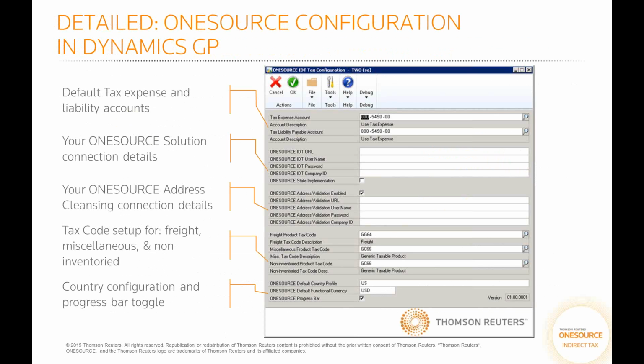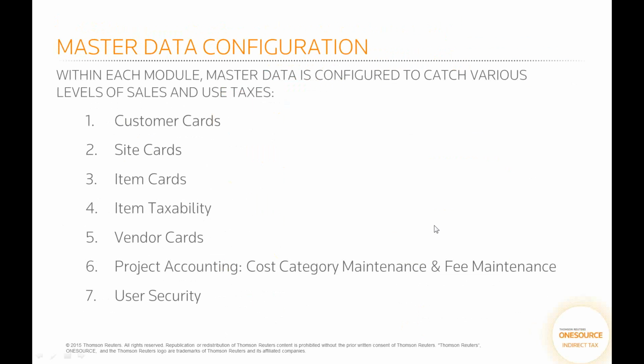In order for GP to connect to our ONESOURCE engine, you must indicate some data elements, such as the URL of our ONESOURCE engine in the cloud, an ID that will identify your company, a username, a password, a URL of our ONESOURCE address validation services, and some other information. Also, master data must be set up to support ONESOURCE indirect tax determination. So the following areas are covered. Under cards would be customer, site, items, and more.